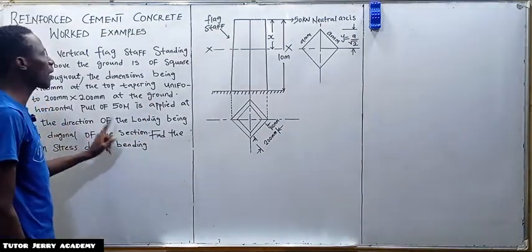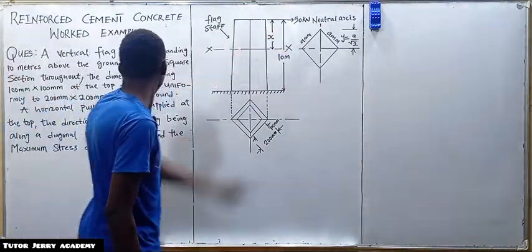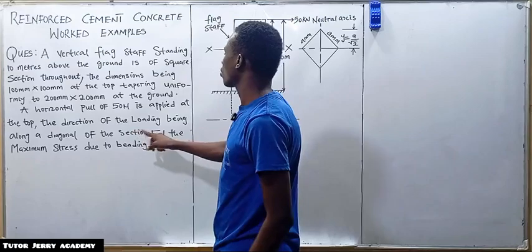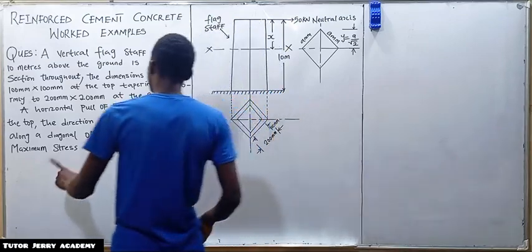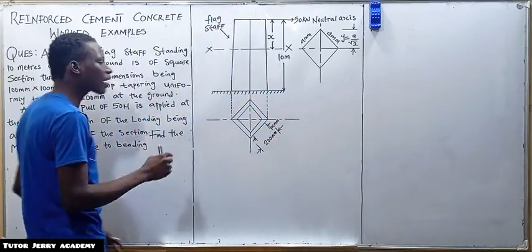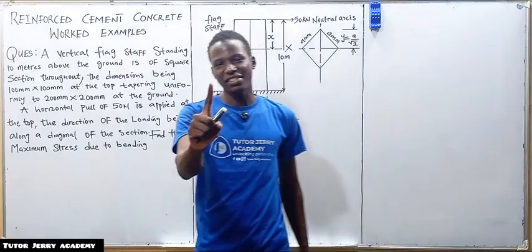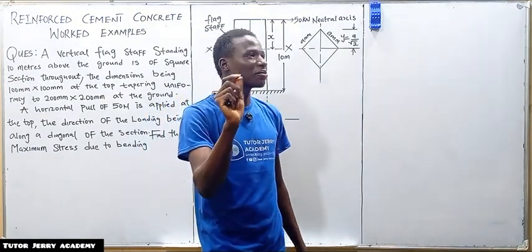Now we have a horizontal pull of 50 kilonewton applied at the top, the direction of the loading being along a diagonal of the section. We are asked to find the maximum stress due to bending.